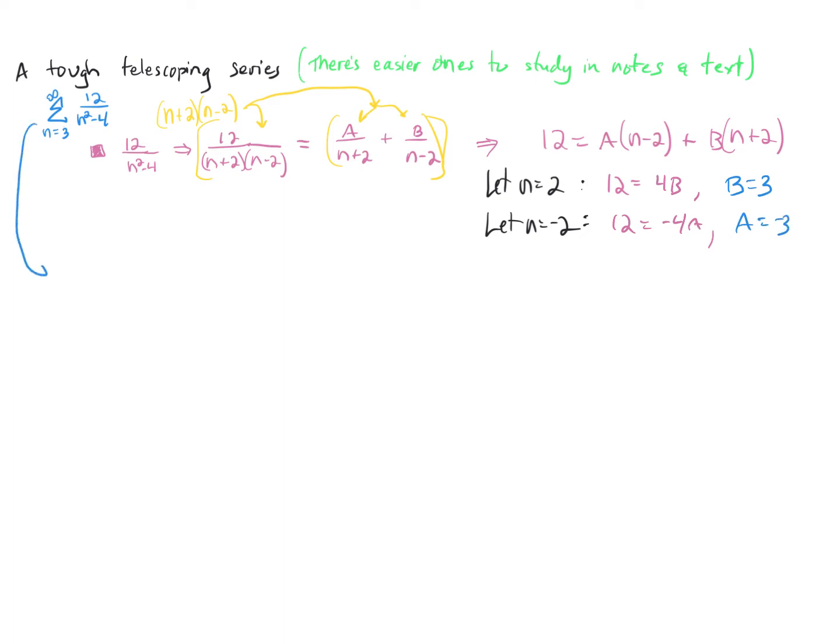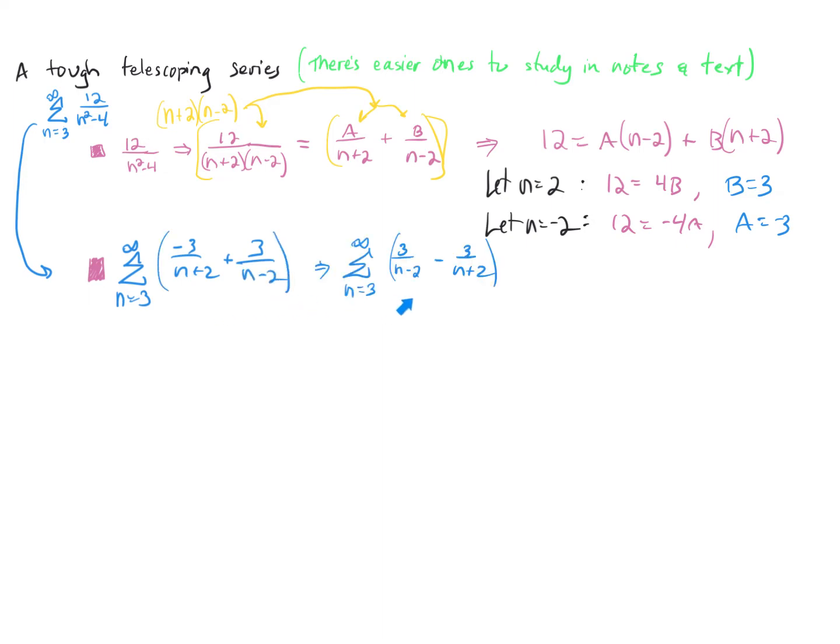All right, let's rewrite our series now that we know how this fraction can be decomposed. This series can be rewritten as the sum as n goes from 3 to infinity of a over n plus 2 plus b over n minus 2. Put that in parentheses. Rewriting this is not necessary, but I'm just putting the positive term in front, subtracting the other term.